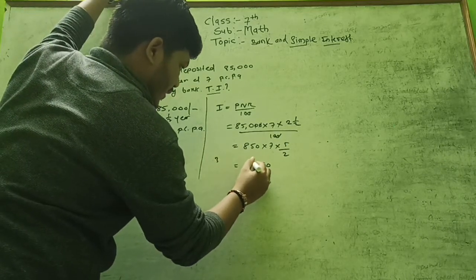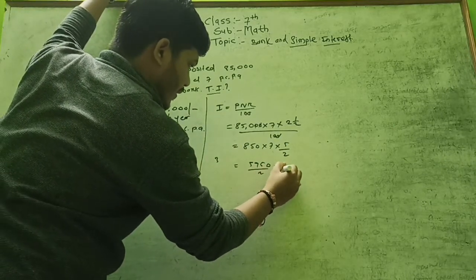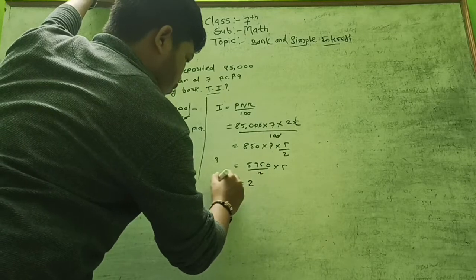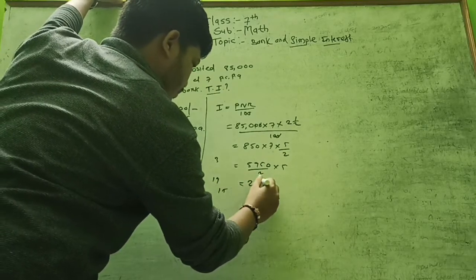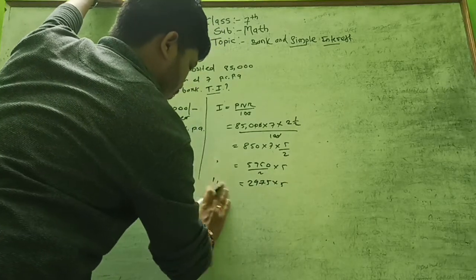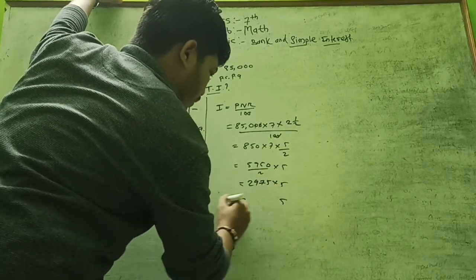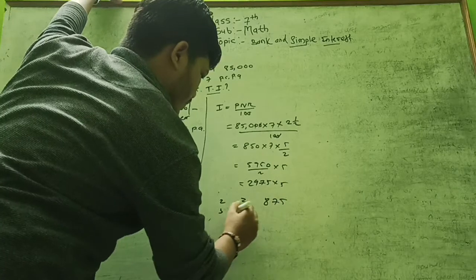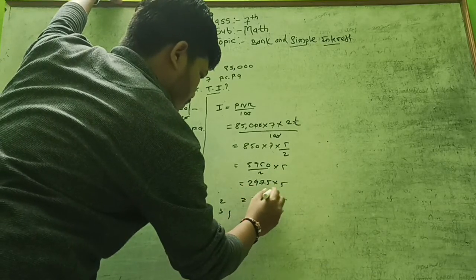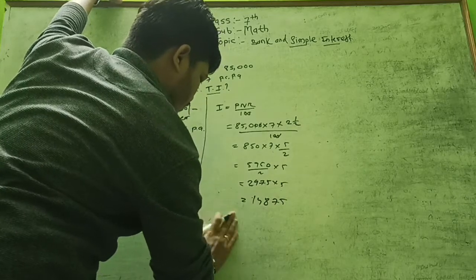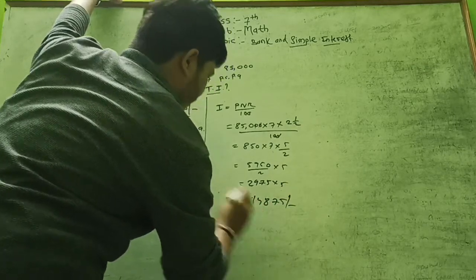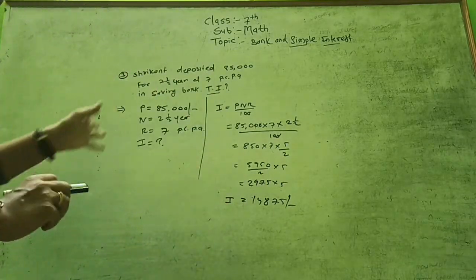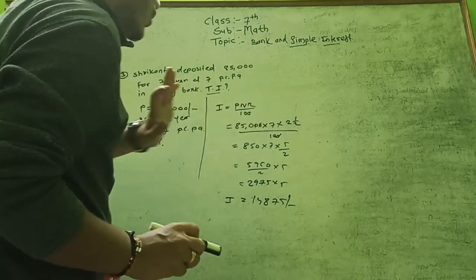Divided by 2, multiplied by 5. Continuing the calculation, 5 5s are 25, and so on. So the interest is 14,875 rupees, which is the interest on the 85,000 rupees at the end of the 2.5 years.